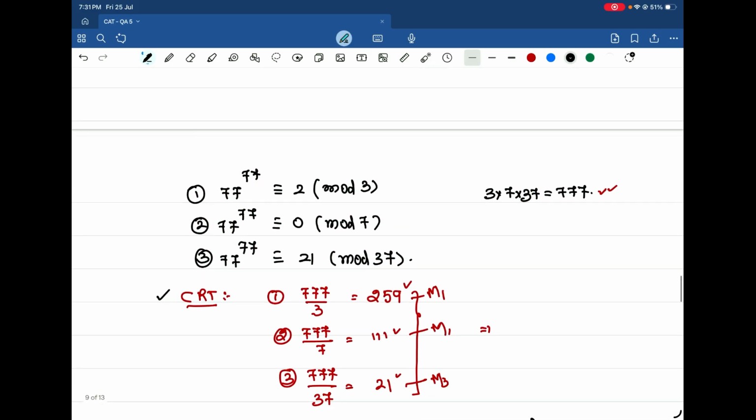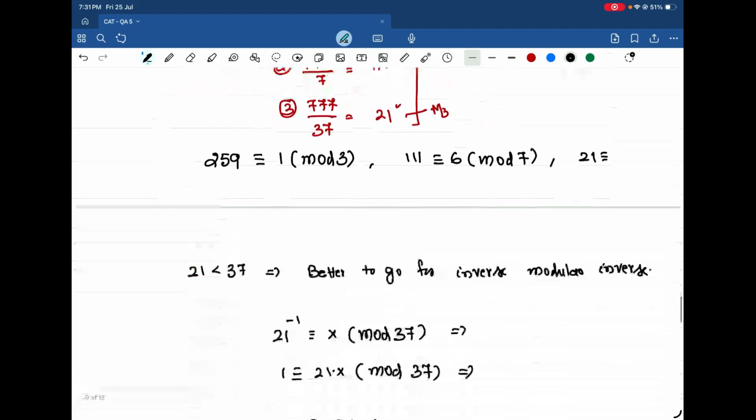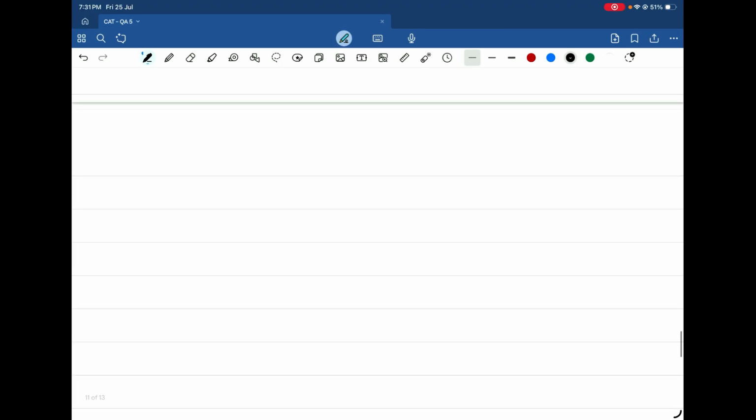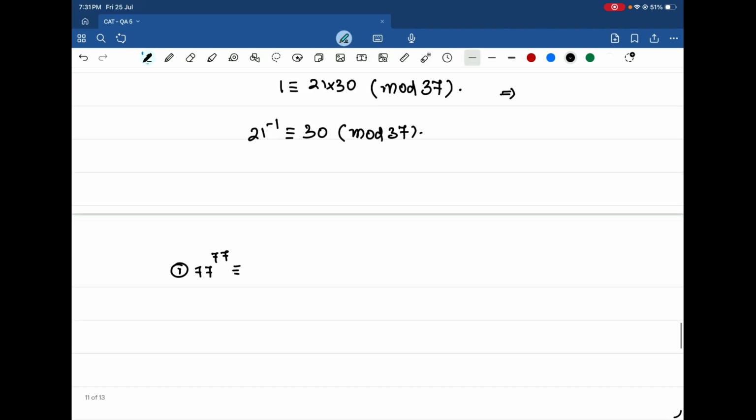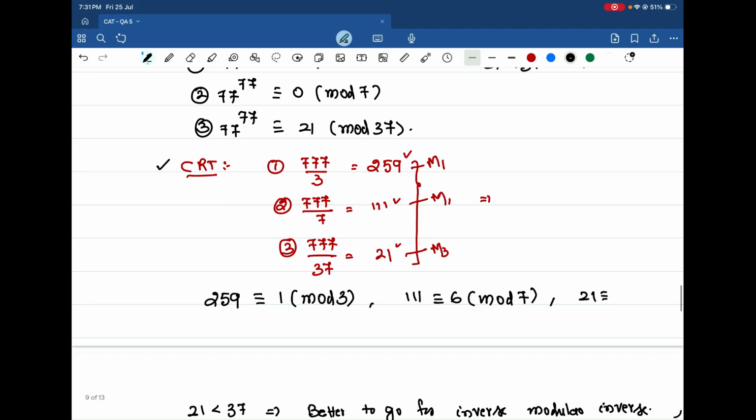Now, we have 6 equations with us. First equation is 77 to the power of 77 equivalent to 2 mod 3.